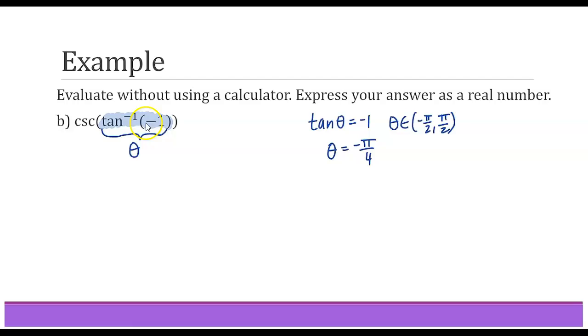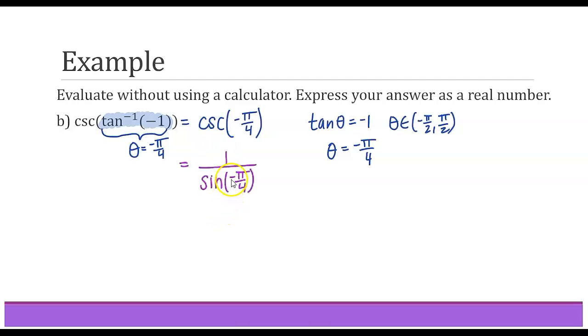So this problem becomes, we're going to replace this whole inside. Tan inverse of -1 was theta. Well, look, we just found theta was -pi/4. So this problem becomes cosecant of -pi/4. And now we're just evaluating a regular trig function like we did for the past couple chapters. So cosecant of -pi/4, let's go ahead and rewrite that using a reciprocal identity, 1 over sine of -pi/4.